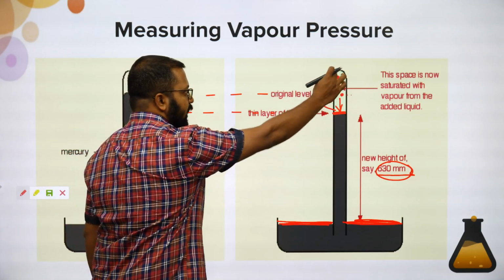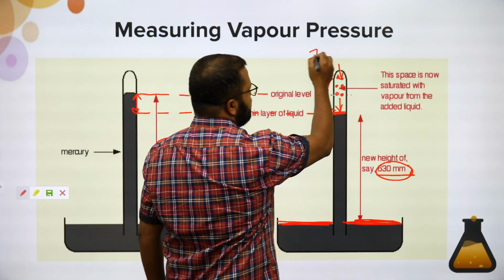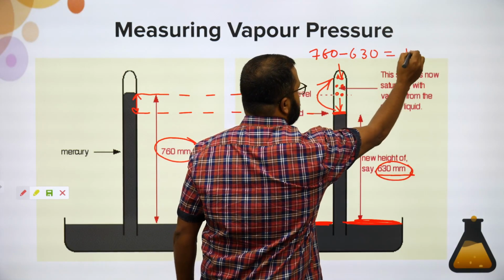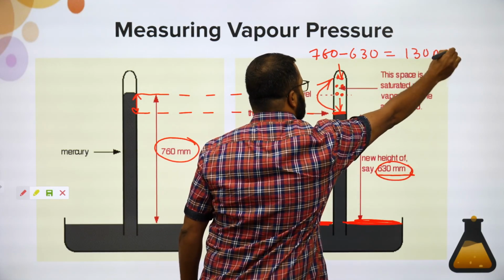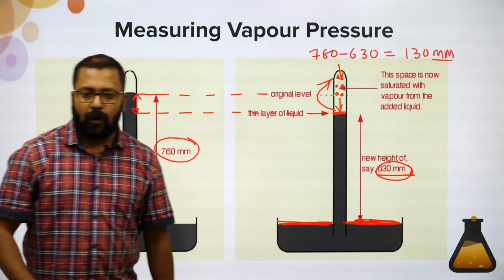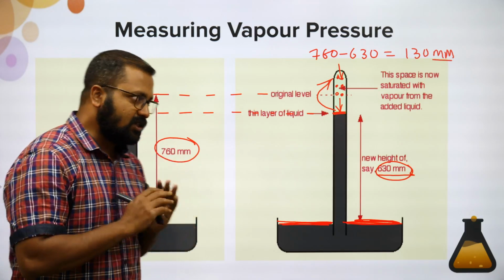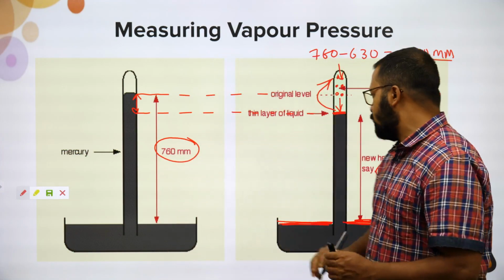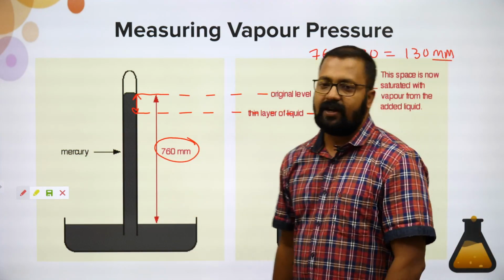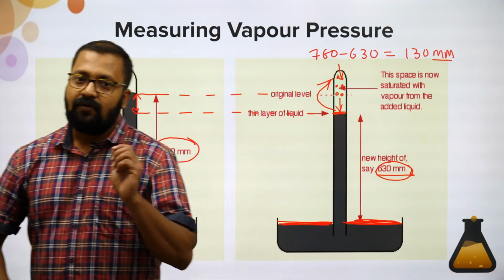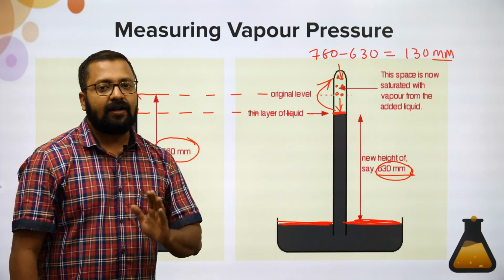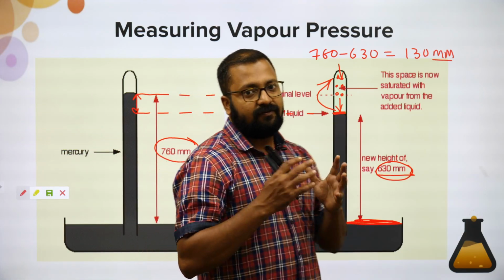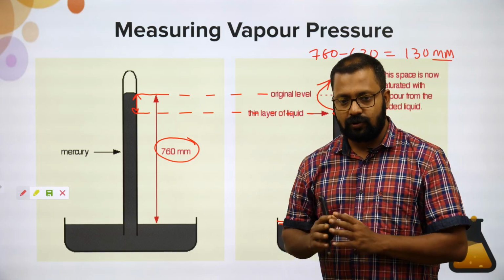So what is the pressure which is created over here? 760 minus 630, which is 130 mm of Hg. The 130 mm of Hg pressure is the vapor pressure due to the liquid at a given temperature. Always remember, vapor pressure will be measured at a given temperature. Generally we measure it at room temperature, but if we vary the temperature, the vapor pressure will also change.